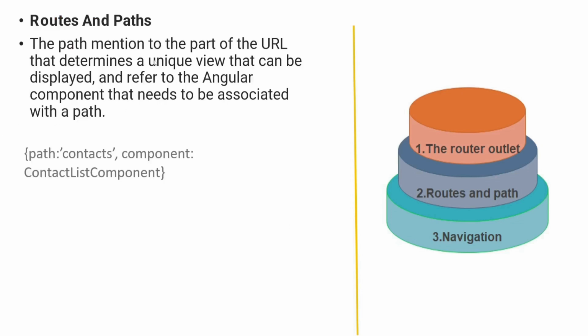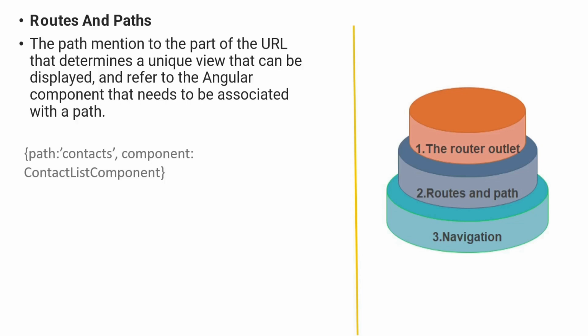The path mentioned as part of the URL determines the unique view that can be displayed and refers to the Angular component that needs to be associated with the path. So this path acts as a trigger point, and it tells Angular that if a particular path is matched, what action it needs to take. For Angular to decide which component to show inside a router outlet, it needs some information, and the responsibility to provide that information lies with the path.